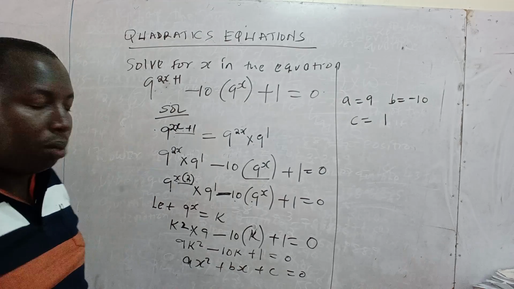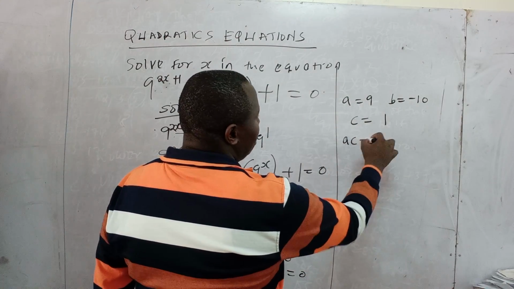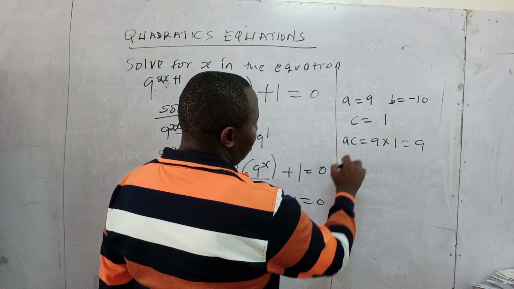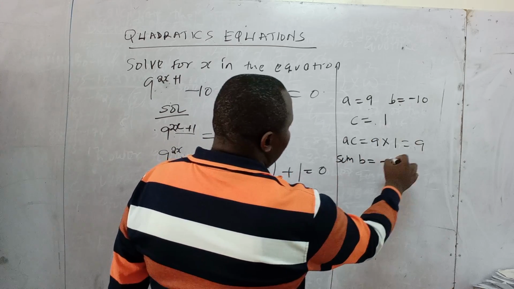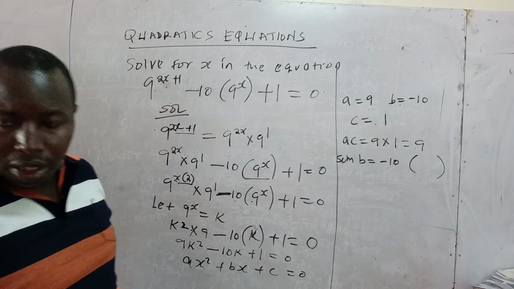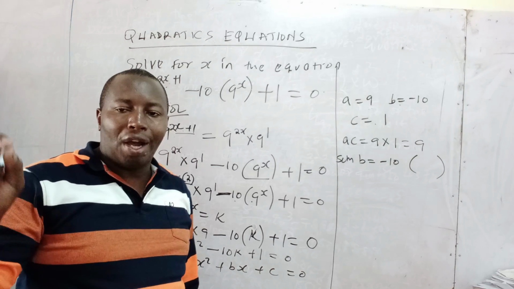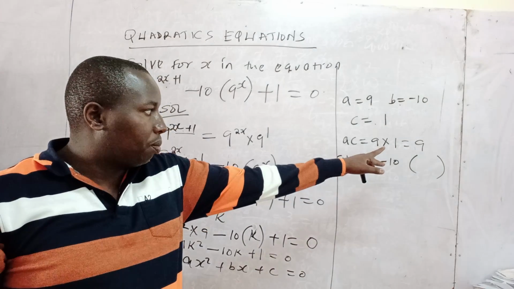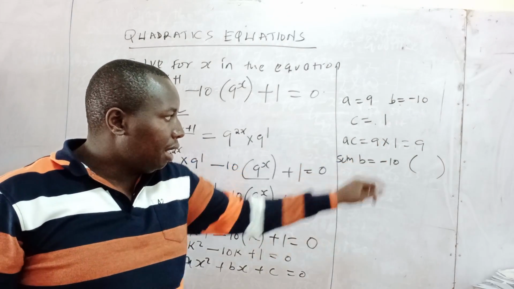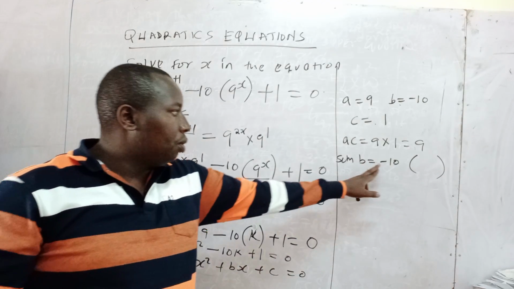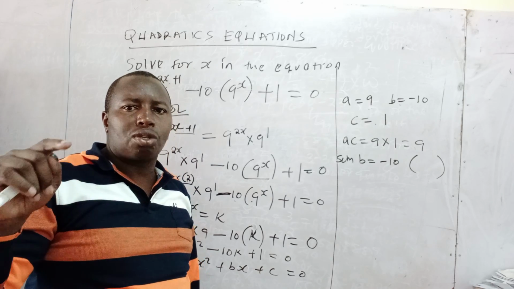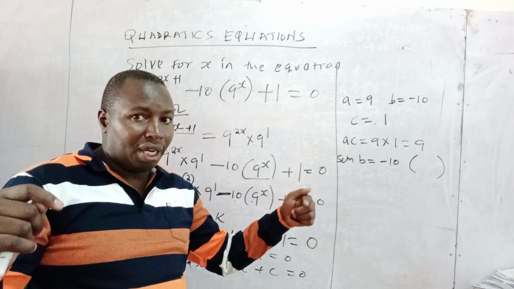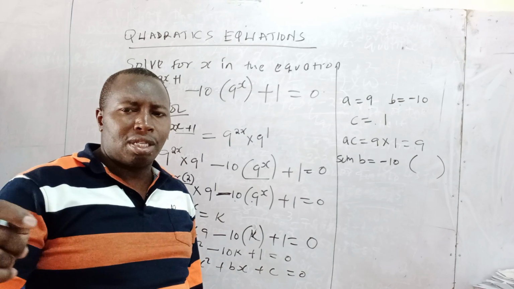Use the sum and product method, because this is in Form 2. Take the product of ac: 9 times 1, that's 9, that's the product. And then the sum equals b, which is minus 10. At this level, you find two numbers that when you multiply them, you get 9, and when you add them, you get negative 10. These must be factors of 9, because you are talking of multiplication. Two numbers that multiply to positive 9 and add to negative 10 means the two numbers must be negative.